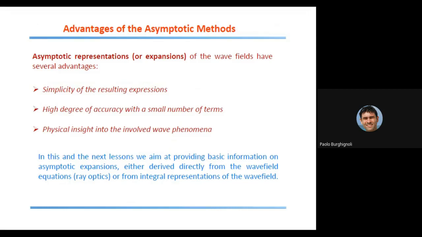This asymptotic expansion can either be derived directly from the equations of the wave field, for example, from Maxwell equations for electromagnetics, or more generally from the wave equation or from the Helmholtz equation. And this is the example of ray optics that we will cover in the next lesson. Or asymptotic expansions can also be derived from alternative representations of the wave field, which are usually derived after writing down the equations, so the so-called integral representations of the wave field. And this will be the subject of the lessons that will be given next week.